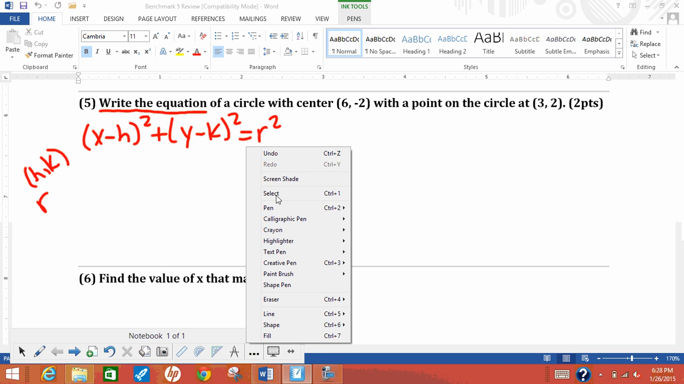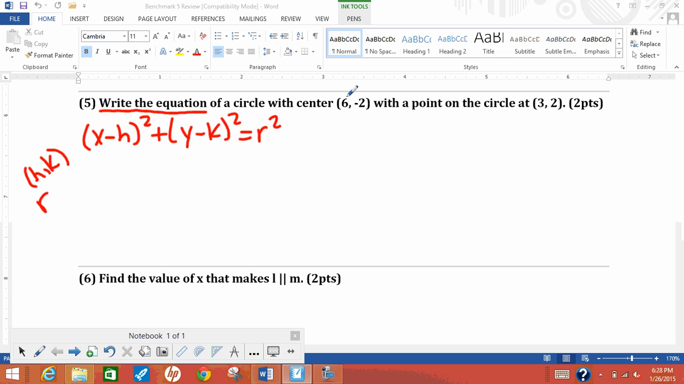Well, luckily, we're given the center, (6, -2), so we can plug that in for h and k. So 6 goes in for h. Negative 2 goes in for k, so minus negative 2 gives us plus 2. Now we're left to find r. At the end of this, we want our answer to look like (x minus 6) squared plus (y plus 2) squared equals some number squared.